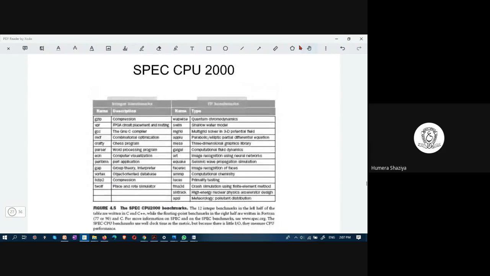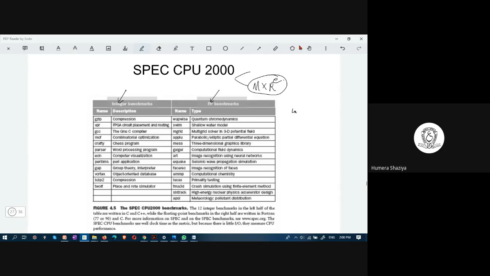And this SPEC CPU2000, what is there in this benchmark? There are two types of benchmarks: integer and floating point. If you recall, integers are those numbers without any fraction value, and in floating point, we know there are fractions, and you express them in scientific notation, mantissa times radix to the power of exponent. Floating point operations require more CPU cycles, whereas integer operations require fewer CPU cycles. Therefore, this has been categorized into two types: integer benchmarks and floating point benchmarks.